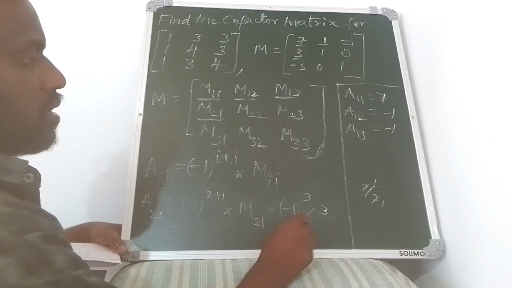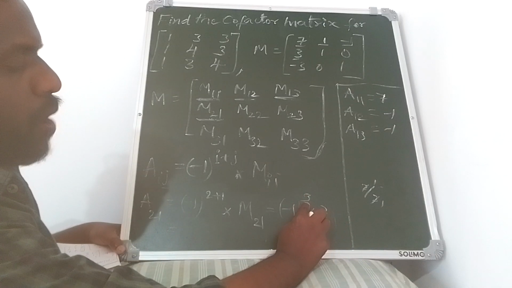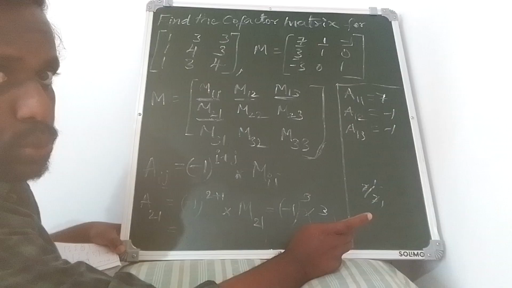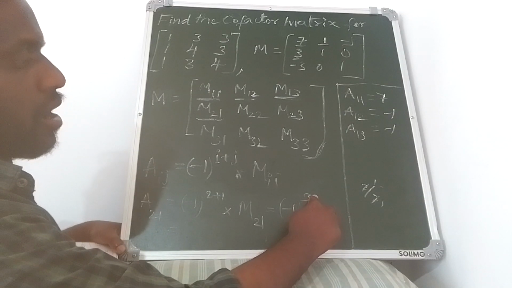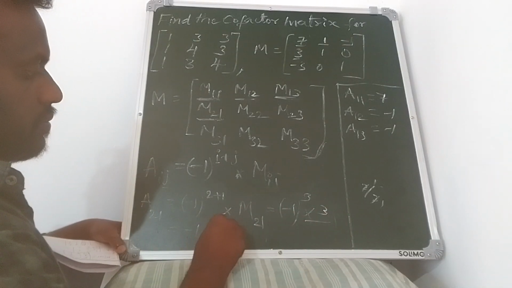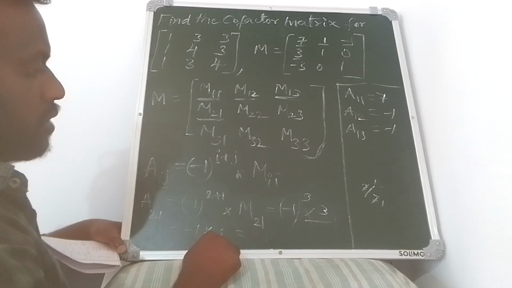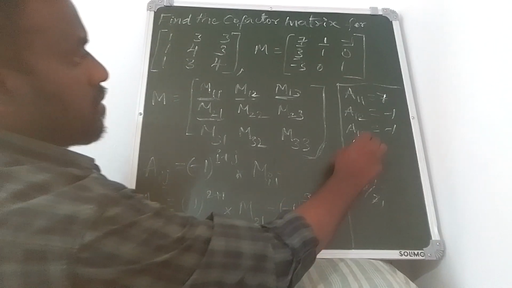3 is an odd number. As I said, it cannot be divided by 2 completely. So 3 is an odd number. Minus 1 to the power of an odd number is minus 1, into 3. So minus 1 into 3 is minus 3. We got a21 is equal to minus 3.